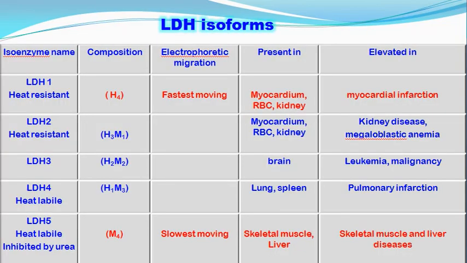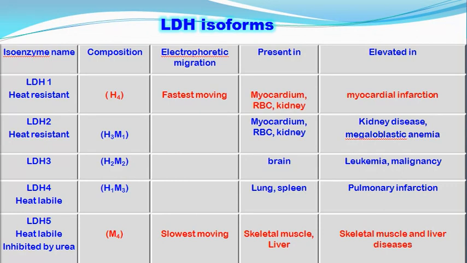Here is a table which represents the name of the isoenzymes, their composition, electrophoretic migration, the organ in which they are present, and the level elevated in which condition. LDH1 is heat resistant, and its composition, as the previous slide indicates, is H4. It is present in myocardium, RBC and kidney, and it is elevated in myocardial infarction.